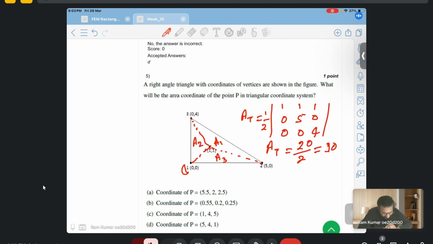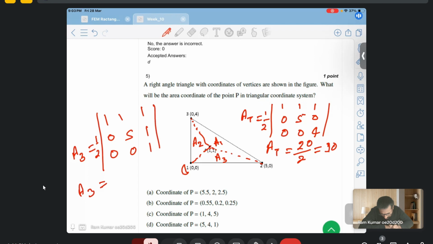Then what about that A3? A3 will be 1 by 2. Then A3 is 0 0 5 1 1, so A3 will be 5 by 2. Yes, 2.5. 2.5 divided by 10, then we will get 0.25. So our third coordinate will be 0.25.